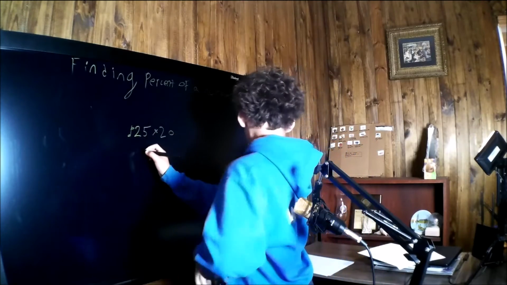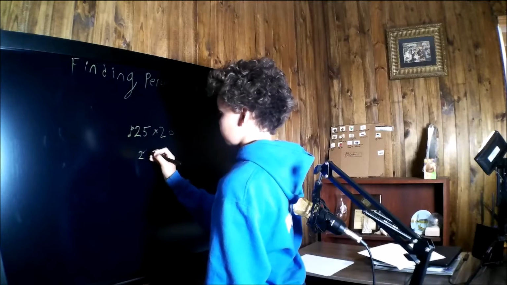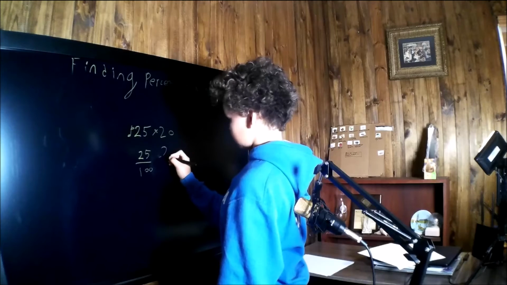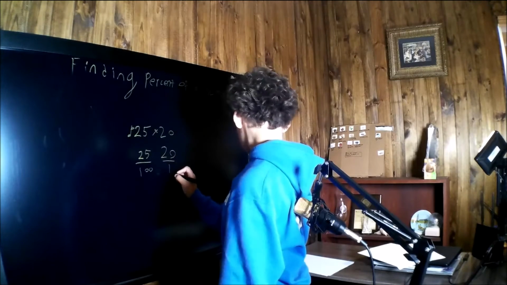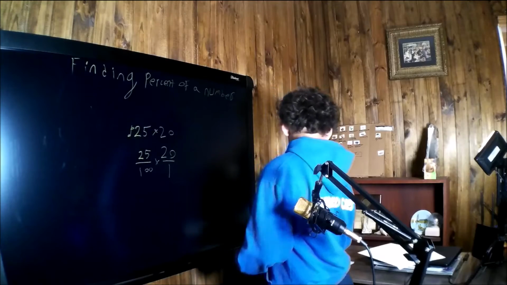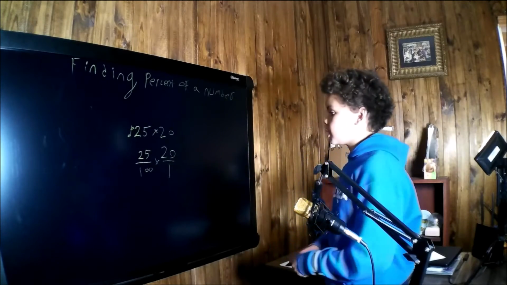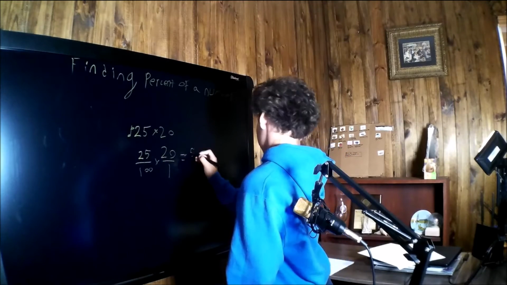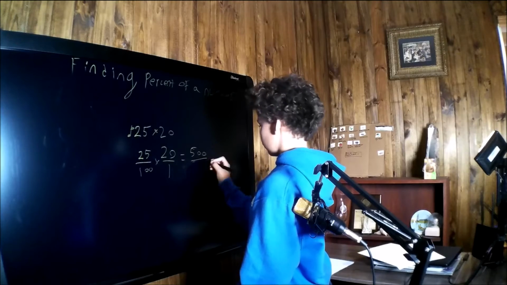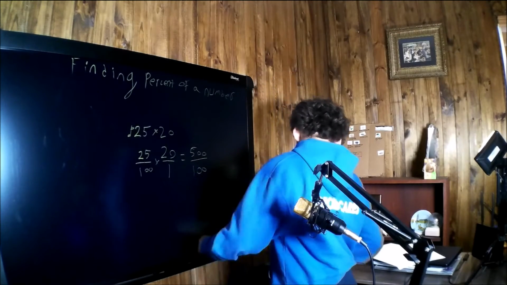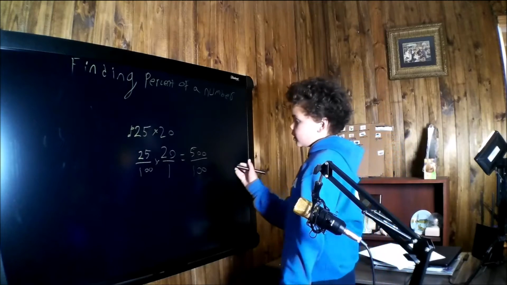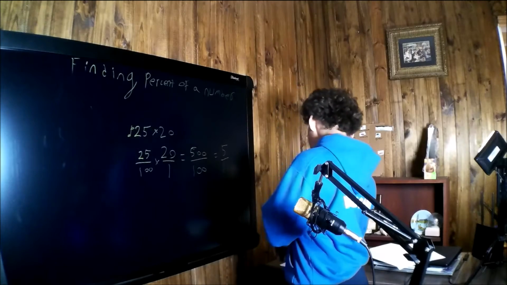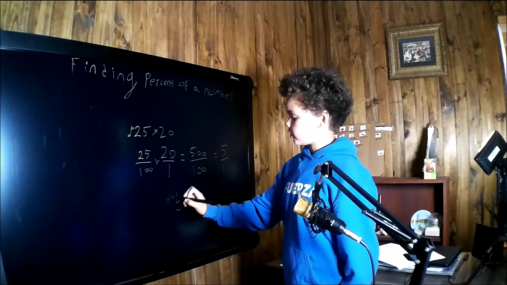So we'll just write it as a fraction. 25% is 25 out of 100. And 20 is 20 over 1. So we'll multiply the top numbers and also multiply the bottom. So we get 500 over 100. Then we can just simplify it to 5 over 1. So our little brother gets 5 cookies.